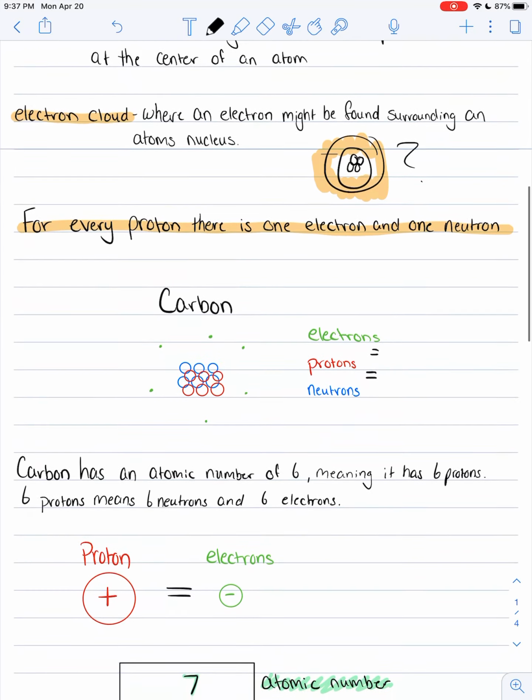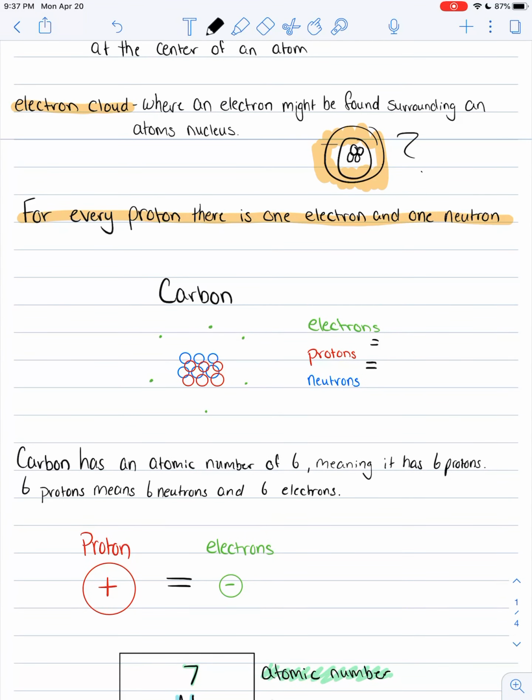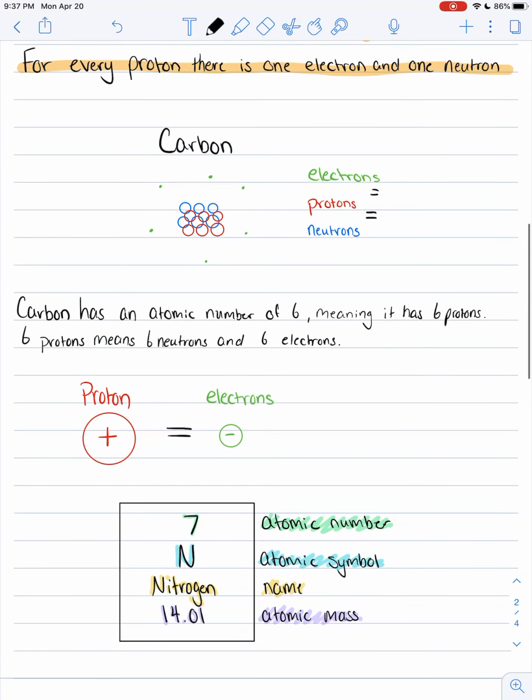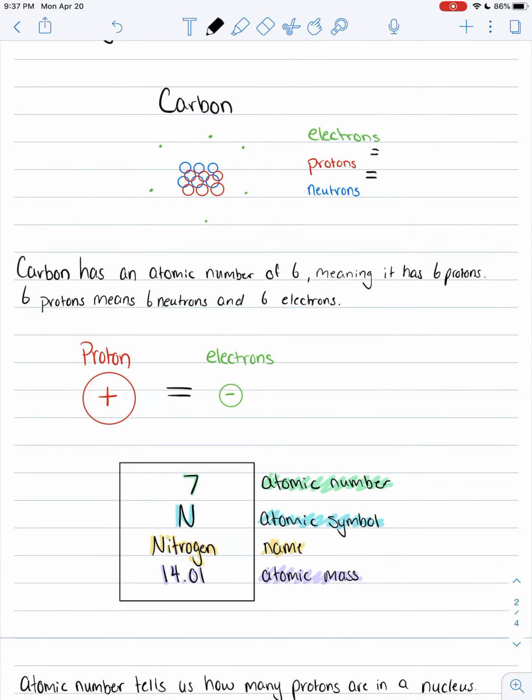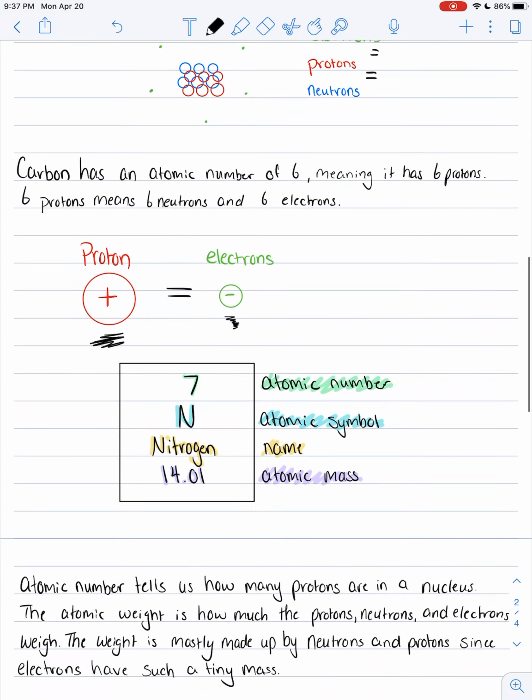Carbon has an atomic number of 6, meaning it has 6 protons. 6 protons means 6 neutrons and 6 electrons. Just remember again that in comparison, the proton is very, very big compared to the electron. The electron is very, very tiny. Think of this as a comparison of a rock to a grain of sand. The grain of sand doesn't really look like a lot when you compare it to a rock. The same way electrons don't look like a lot when compared to protons.